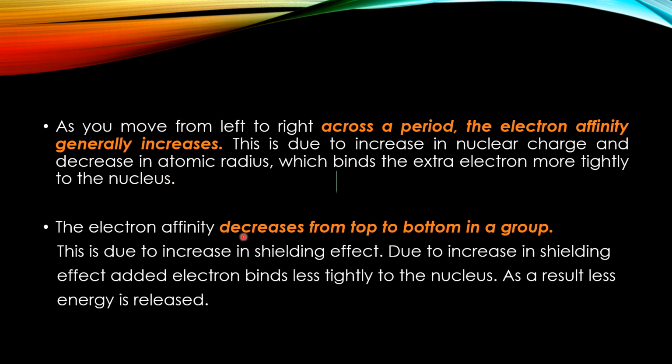And what happens when we move from top to bottom in a group? Electron affinity value decreases. And why does this decrease? Due to the increase in the shielding effect. Due to this shielding effect, the force of attraction between the nucleus and valence electron decreases, and as a result, electron affinity value decreases along a group.